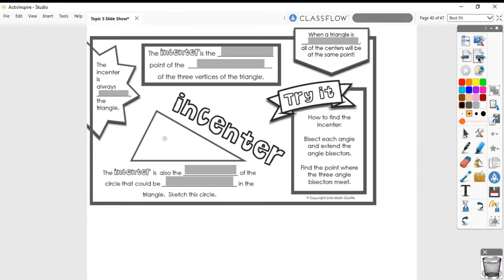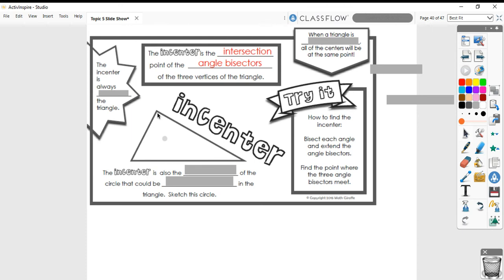Go on now to our next one. Our next one is called the incenter. The incenter is the intersection point of the angle bisectors. So we know what that word bisect means, right? That word bisect means you cut it in half.